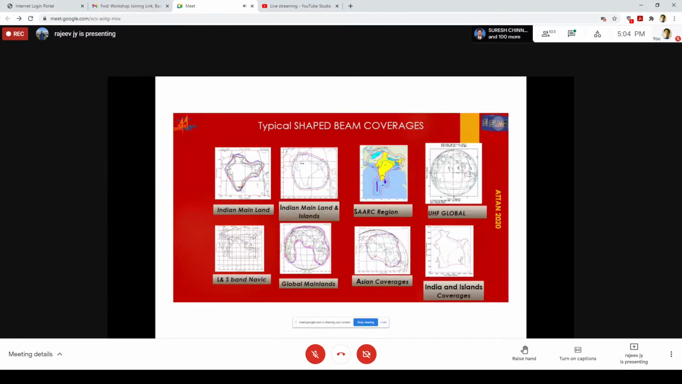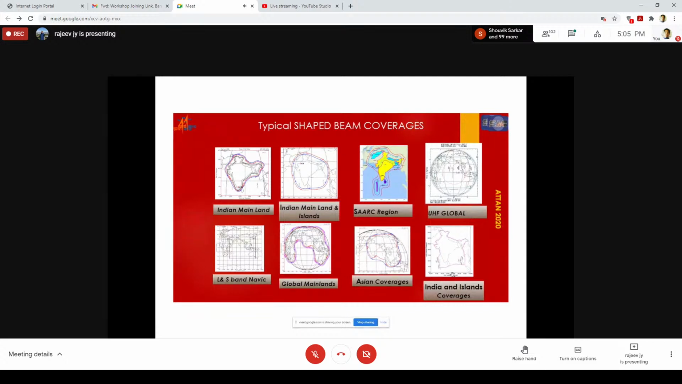The shape of the beam which is required is based on the way we look from the satellite, the view from that angle, which portion we need to cover while we are covering the satellite coverage area. We call them coverage areas. So the coverage area is basically decided by the shaped beams, if you want to shape it. Otherwise you will get one like that shown here, the UHF global. It is a circular concentric beam.